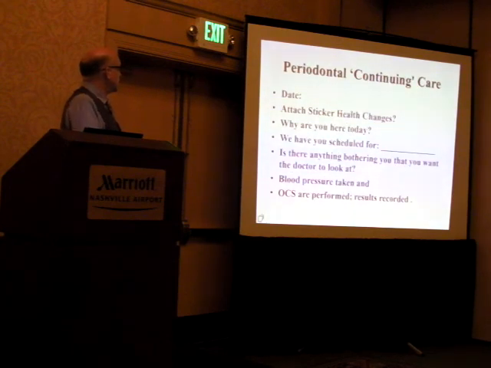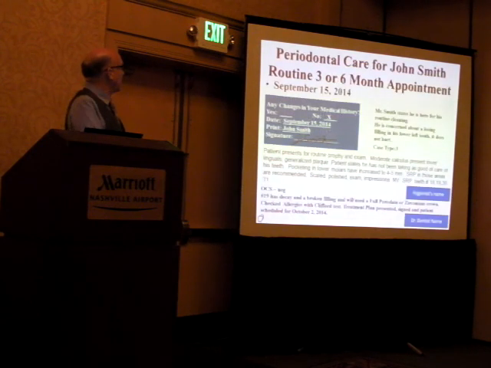Then you attach this for the perio. Same basic thing. What are you here for? Why are you here? Is there anything bothering you? Blood pressure. And then over here, this is what it looks like. Periodontal chart for Mr. Smith. Routine 3 or 6 month appointment, September. Mr. Smith says he is here for his routine cleaning. He's concerned about losing a filling in his lower left tooth. It doesn't hurt. He's a type 3.